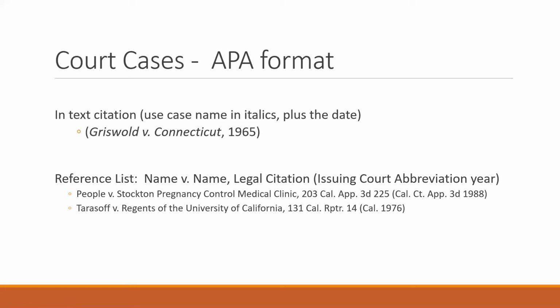In-text citations for court cases, we'll use the name in italics, the case name, plus the date. Griswold versus Connecticut, classic, 1965. In our reference list, we have name versus name, legal citation, the issuing court abbreviation and year. So People versus Stockton Pregnancy Control Medical Clinic, 203 Cal, right? That whole list, we're making sure that we have that legal citation with the issuing court abbreviation and the year.